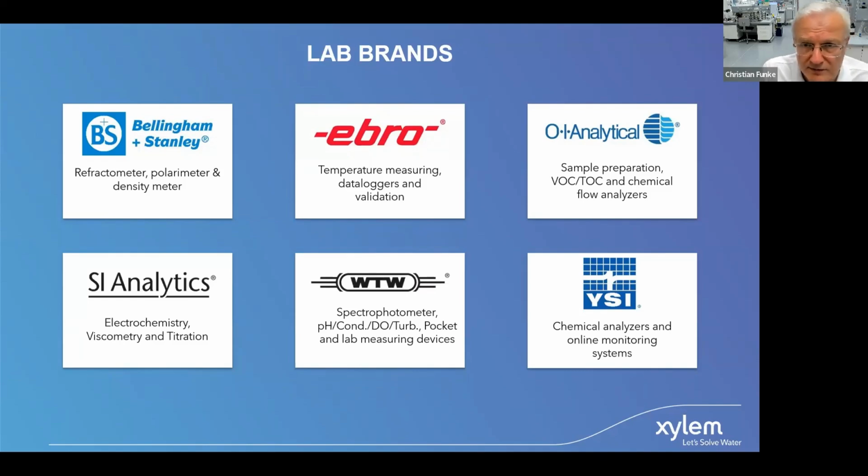and chemical flow analyzers, and also sample preparation instruments for gas chromatography. And the next brand from the United States is YSI, making biochemical analyzers and other systems. And last but not least, we have the WTW brand for spectrophotometers, photometers, pH, conductivity, dissolved oxygen and turbidity meters for lab and field. And yeah, that's all the product range we have here for the laboratory business.